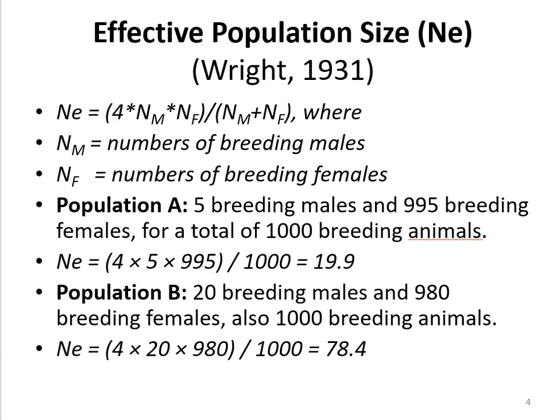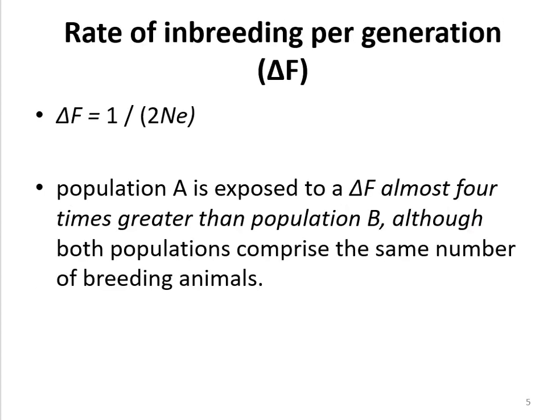19.9. For a population B, we have 20 breeding males, 980 breeding females, and their effective population size is 78. So the more balanced the sex ratio we have, the higher the effective population size value we would get. So this is effective population size, and another term is rate of inbreeding per generation.